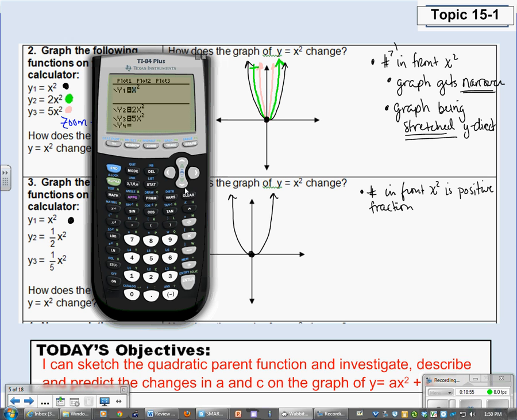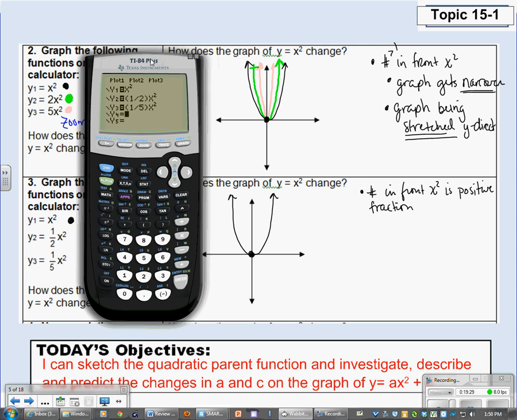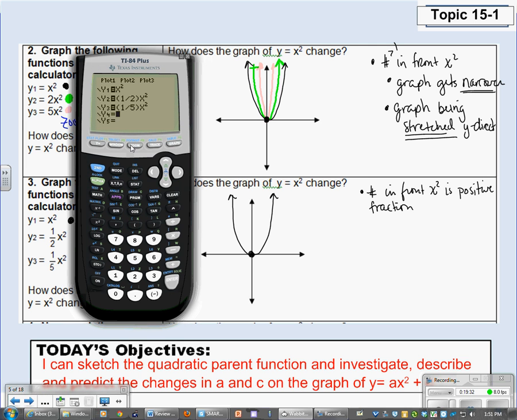Go to y equals. My first equation stays the same. Second equation now is going to be 1/2. So it's a fraction. I'll do 1 divided by 2. And then times x squared. And I forgot my division sign. Second graph, we'll clear it out. In parentheses, we're going to do 1 divided by 5. That's the fraction. And then x squared. Press enter. So now to see these graphed in order, we'll do zoom and 6.